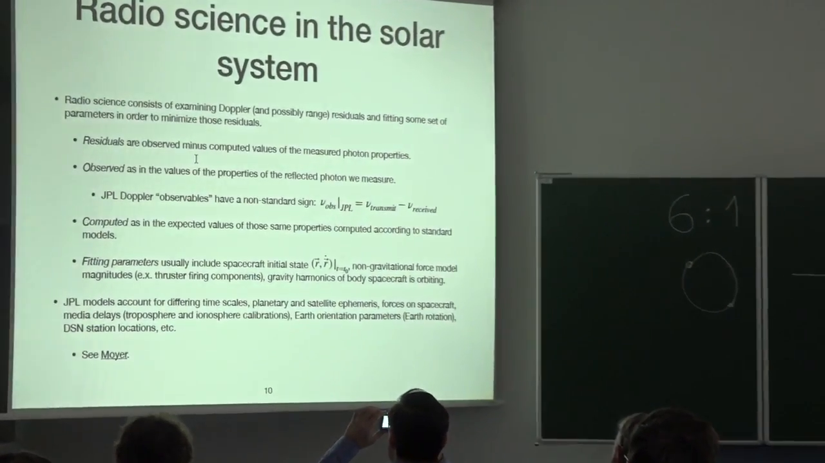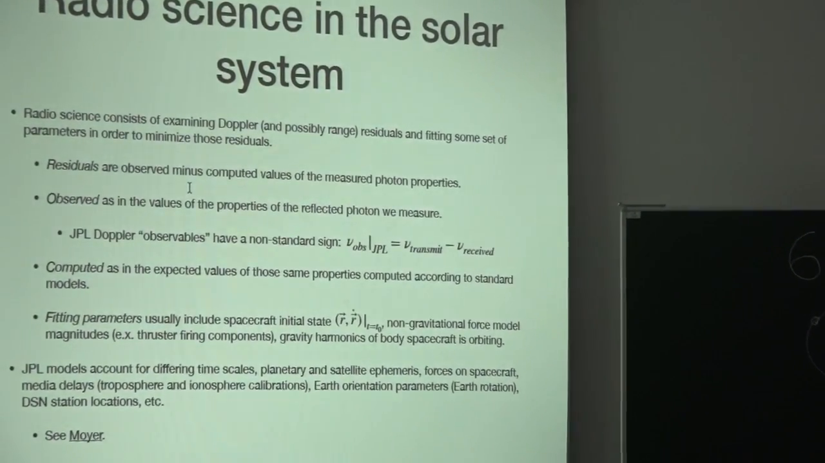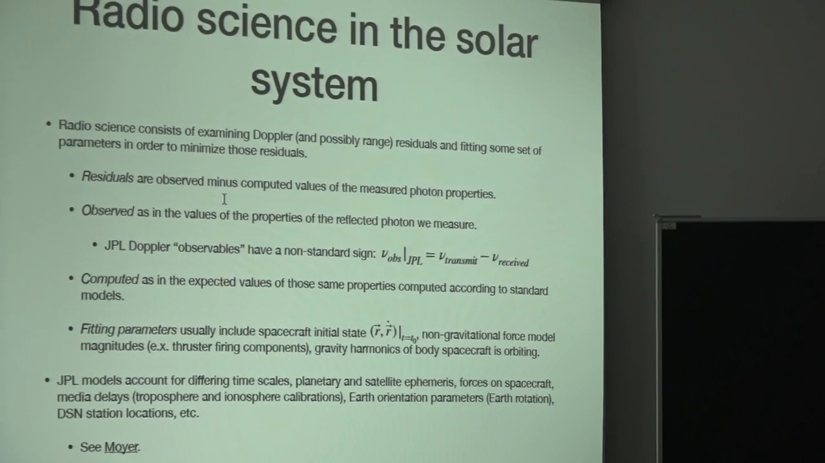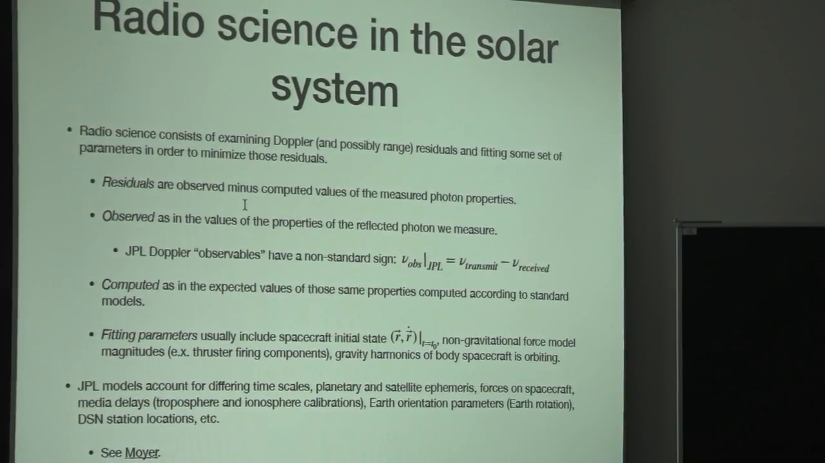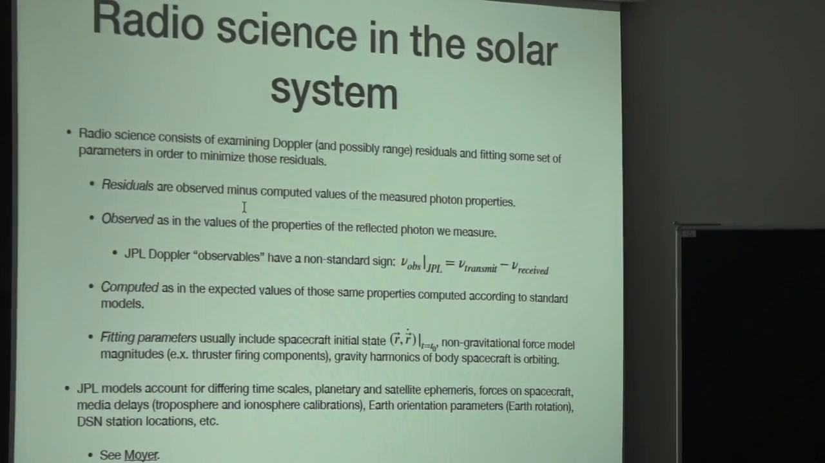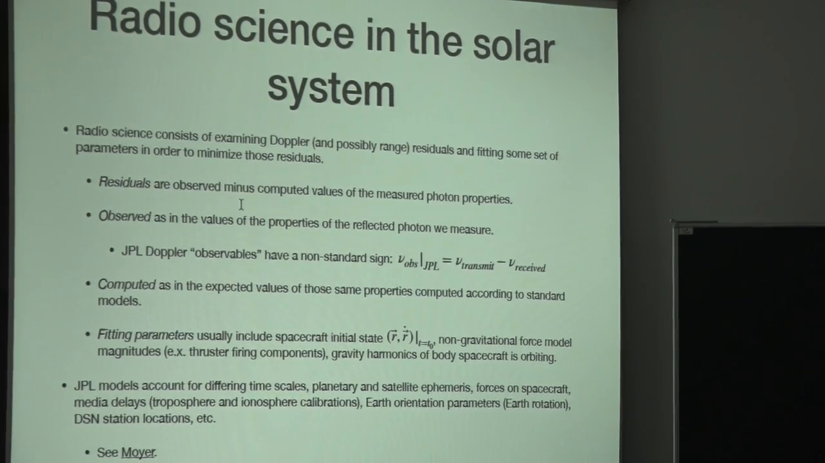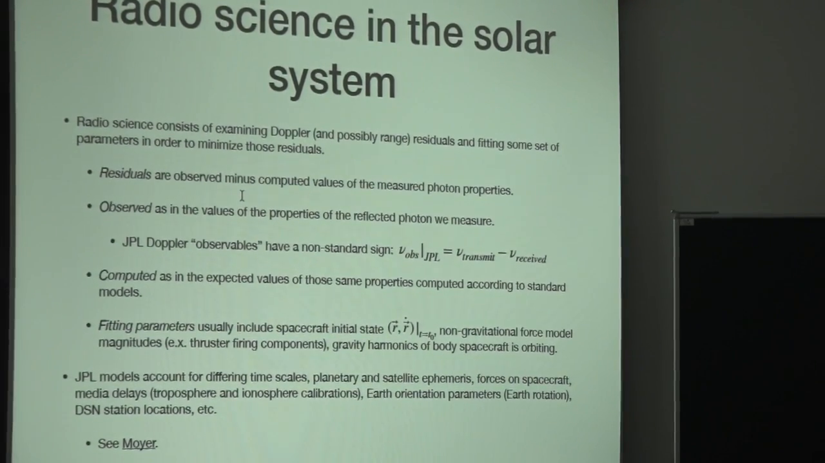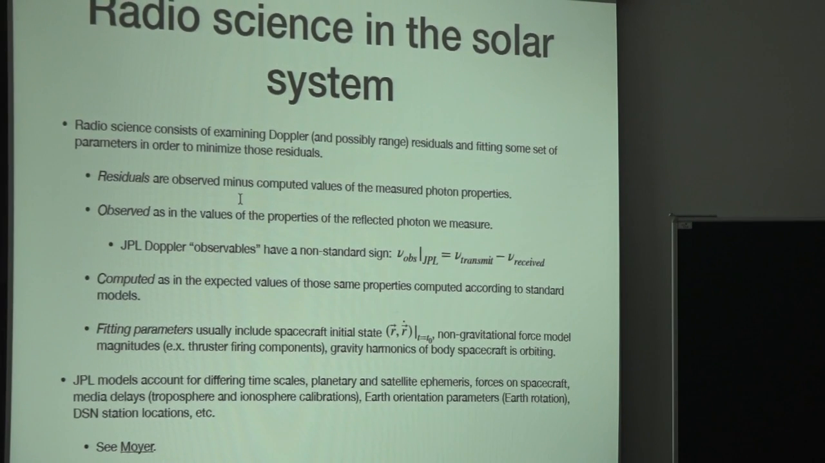Just a little bit about radio science in the solar system so that everybody's aware. Radio science consists of examining Doppler and possibly range residuals and fitting some set of parameters in order to minimize those residuals. Residuals obviously are observed minus computed values. The observed values are the properties of the reflected photon we measure. This is important because I'm going to show you some plots later.